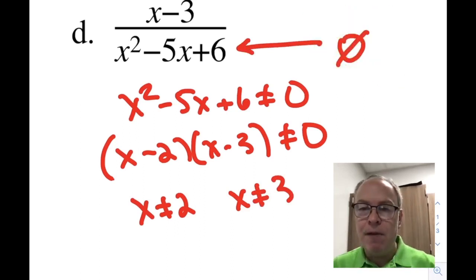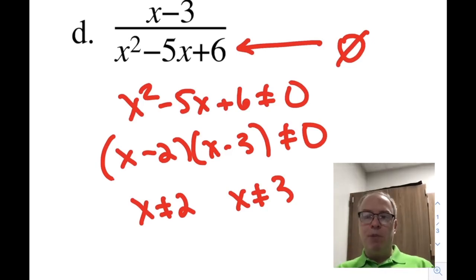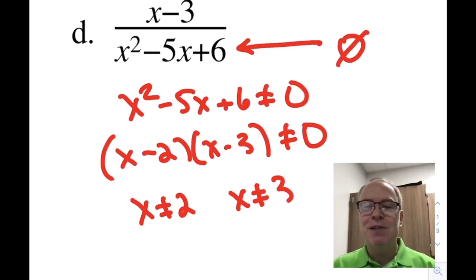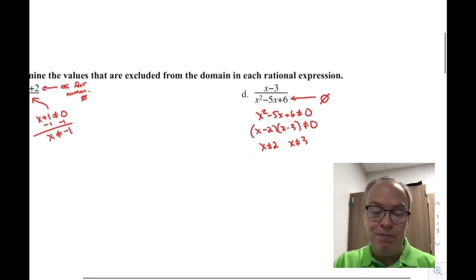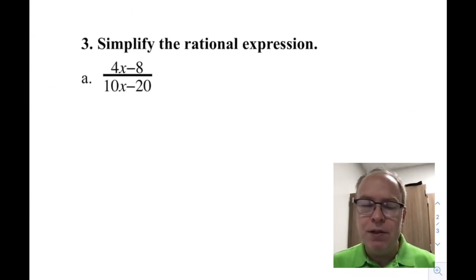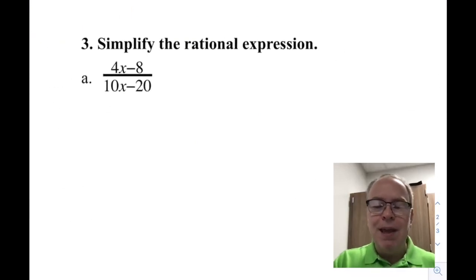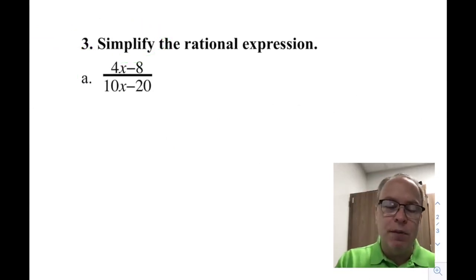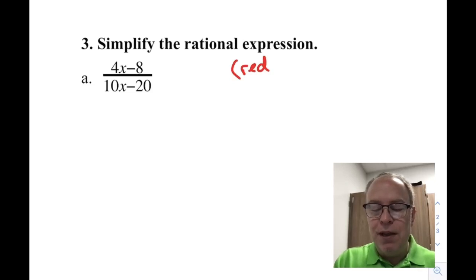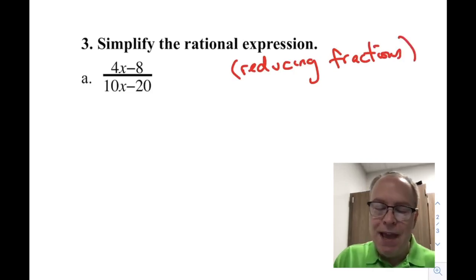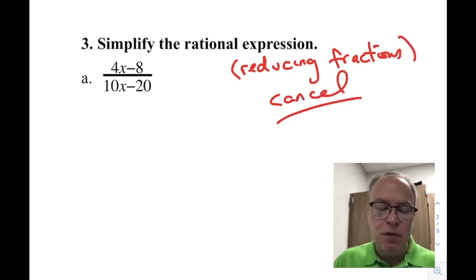So we had to identify the problem children. You probably know some, right? Identify the problem children, those x values that cause the denominator to be 0. Let's keep moving on. There's another skill for you, and it's called simplifying. And all we're going to be doing is reducing fractions. So let me write that down. We're going to be reducing fractions. We're going to cancel stuff. We're going to cancel whatever we can cancel.